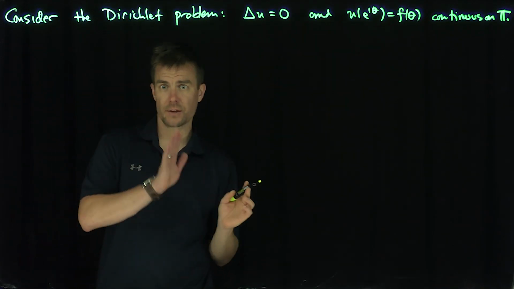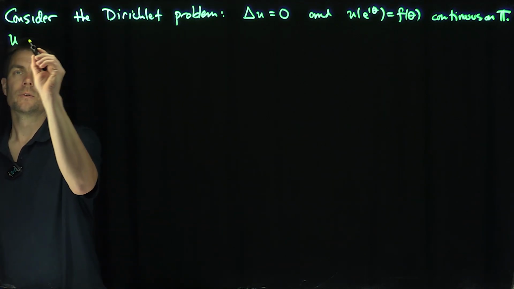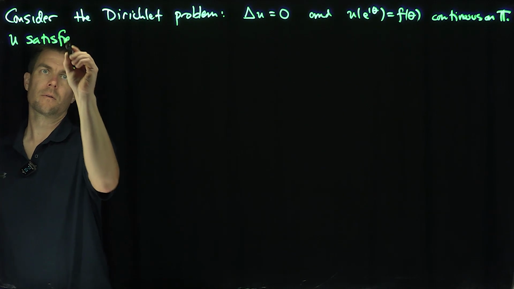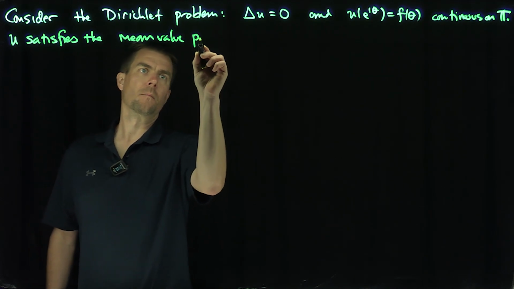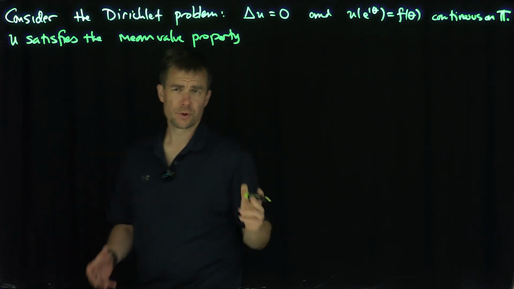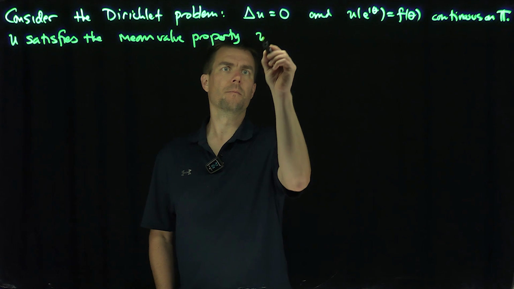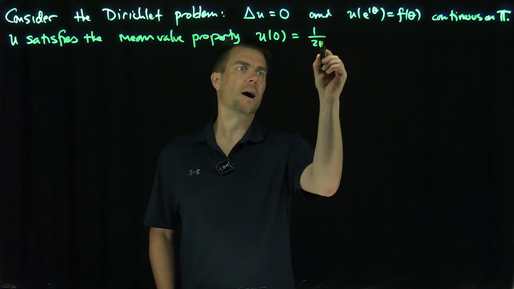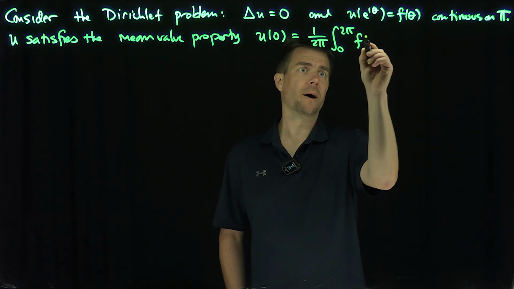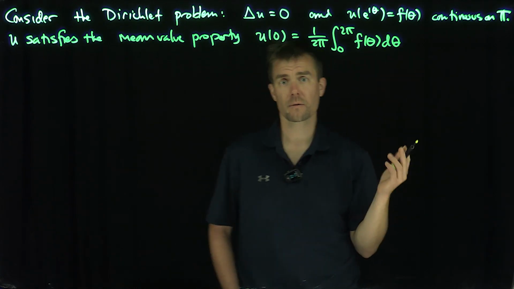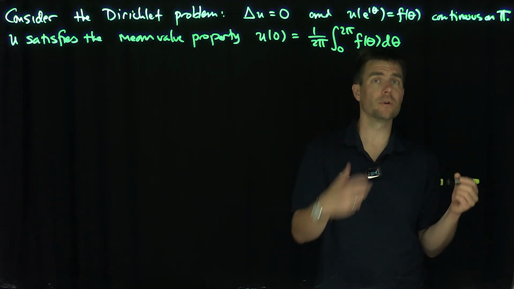And so now we know that since u is harmonic, it satisfies the mean value property. In other words, u is the real part of a holomorphic function, and that holomorphic function satisfies the mean value property, so does u. So u of 0 is 1 over 2 pi, the integral from 0 to 2 pi of f of theta, the boundary values, the boundary data, d theta. Great. Of course, this gives me the value of u at the origin. How do we find the other values of u?